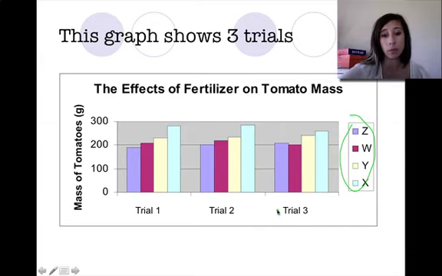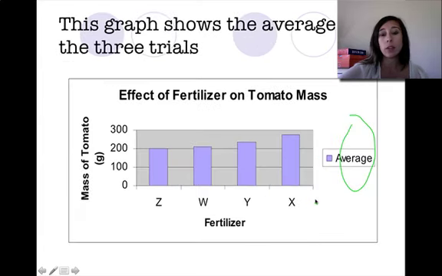Now you could take it a step further, and in some cases it's better off to just graph the average because this kind of data, it's kind of hard to see. Now you could tell that the X fertilizer was really successful, but it could be misleading. So if you took a look at the average and just graph the average, then you can actually see a little bit more of a proper trend.